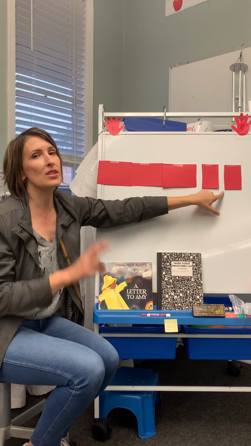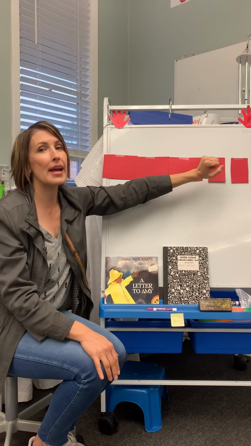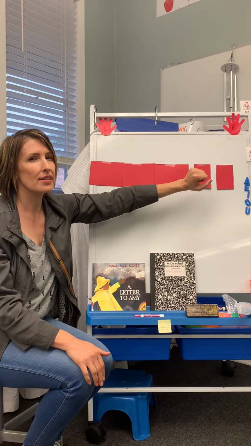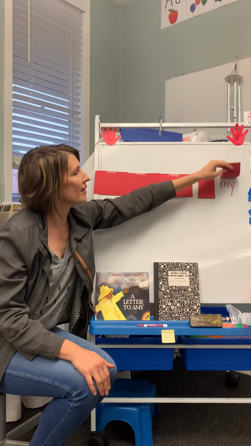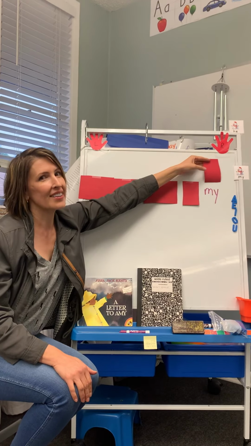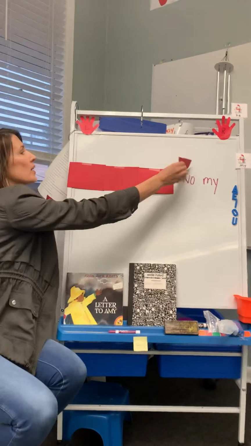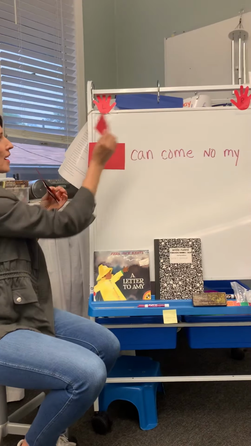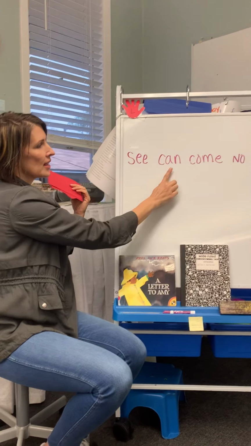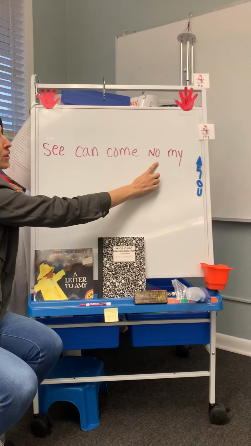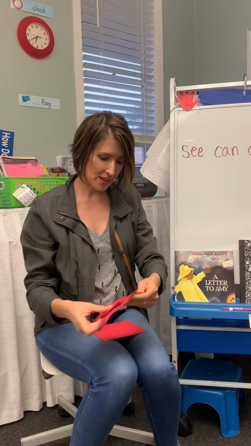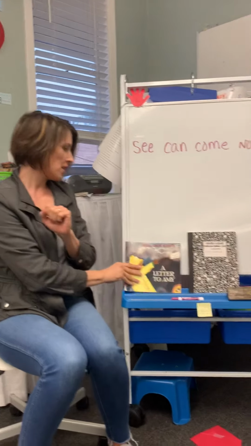And our last one down here has two letters and it starts with the letter M. What sight word do you think it is? What is it? My. That's right. So this week, we're going to be reviewing these sight words. See, can, come, know, my. Make sure you know those. Look for them around your house. Look for them in the stories that you read.